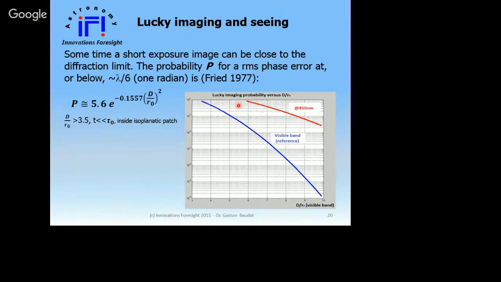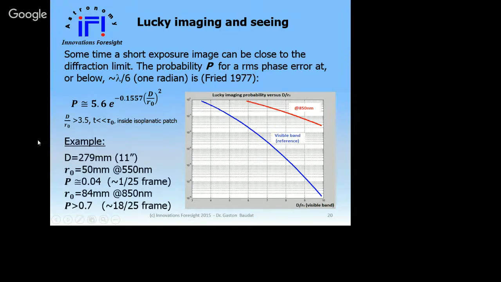Now, if you go to the infrared, the situation is much better. At 850 nanometers with the same seeing, at, let's say, D over r0 of 6, you are still pretty much at 100% success rate, while you were at a few percent in the visible band. And this is another example. If you have the same scope, an 11-inch with a 5 centimeter seeing at 550 nanometers, the probability of success of lucky imaging is roughly 0.04%, not much. Basically 1 frame every 25 frames.